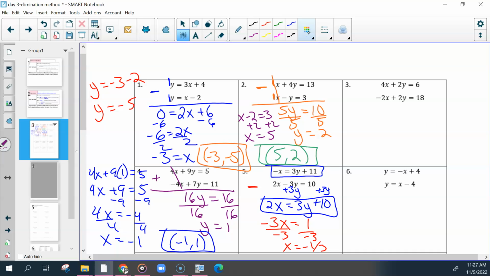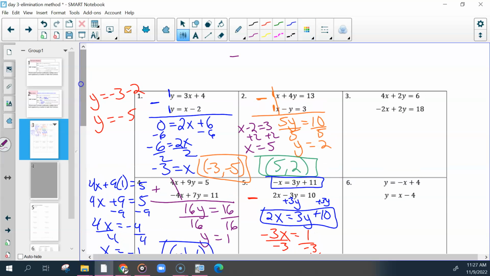I'm going to put it into the first equation, but I'm going to do that up here. So negative x equals 3y plus 11. This will become a positive 1/3. And then we would solve it for y, just like a normal problem. We just have to deal with the fraction. So subtract 11. And you can do that in your calculator. Alpha y equals will give you your fraction.